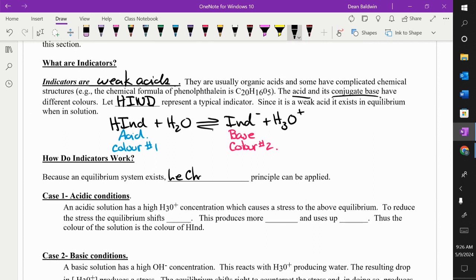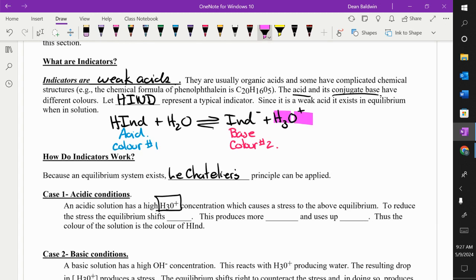Because this is an equilibrium, we can use what we learned in chapter 2, Le Chatelier's principle. If we put it into an acidic solution, so we have a high amount of H3O+, this is going to increase the H3O+, which is going to push the equilibrium to the left. It produces more of the HInd and a decrease in the Ind minus. And the color would be color number 1, whatever that is. I guess I wrote it in blue, so we'll just write it in blue.